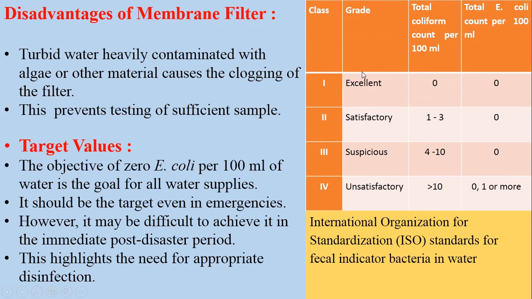The water is said to be excellent if the total coliform count per 100 ml is 0 and total E. coli count per 100 ml also is 0. The water is said to be satisfactory if the total coliform count is between 1 to 3 and total E. coli count is again 0. The water is said to be suspicious if the coliform count is between 4 to 10 and E. coli count is 0. But the water is said to be unsatisfactory if the total coliform count per 100 ml is more than 10 and total E. coli count per 100 ml is either 0, 1 or more.